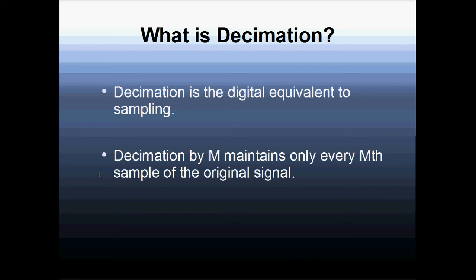Decimation is the equivalent of sampling an analog signal, but as it relates to digital signals. Where sampling converts an analog signal, which has a continuous time, to a discrete time signal by taking out points at every x time interval.